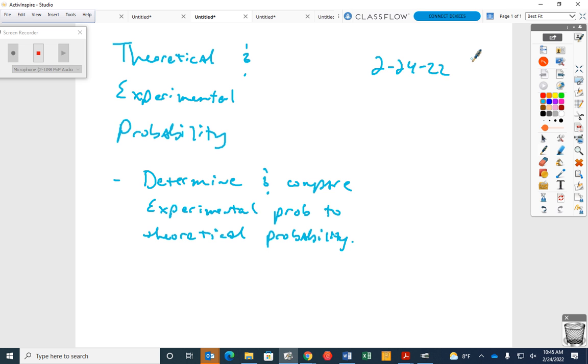Okay, we have until 11:05. All right, we've got to get cooking here. So let's start with what is theoretical and what is experimental probability. We only have 20 minutes.